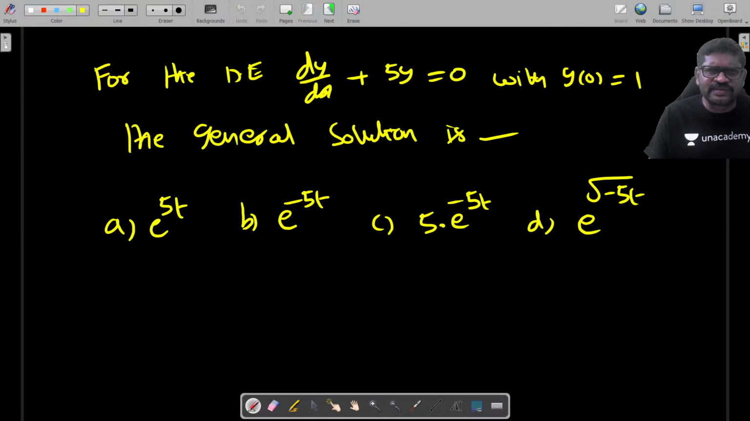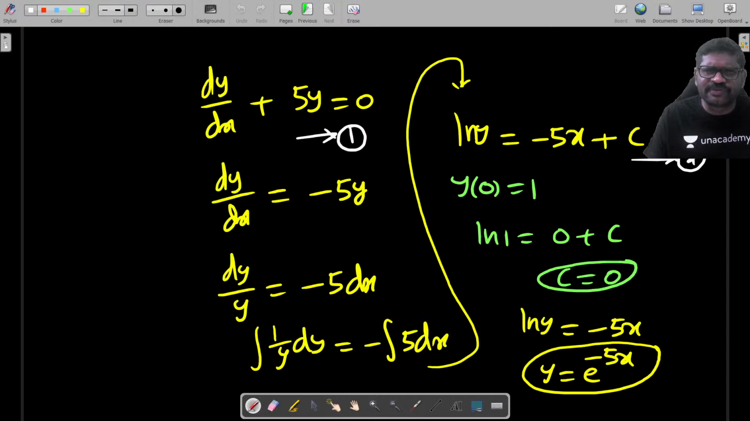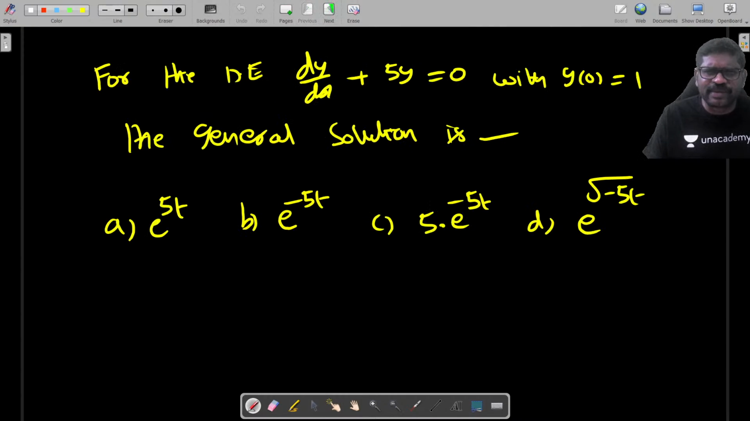The problem is given as dy by dx, so the solution must be in the form of e power minus 5x, but in the options they have given t instead of x, so e power minus 5t.